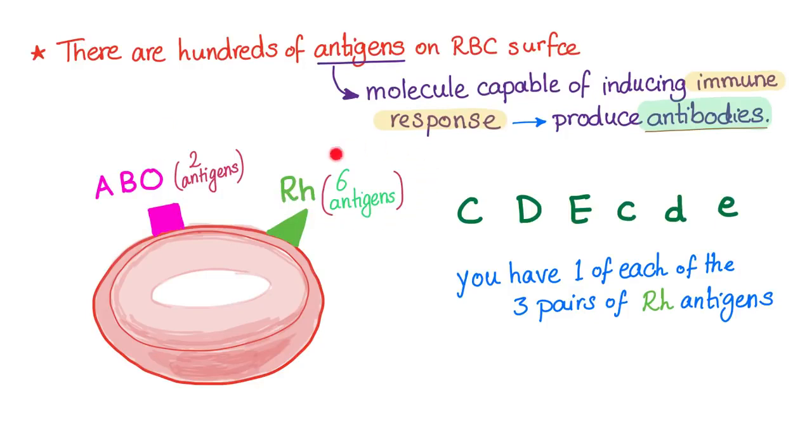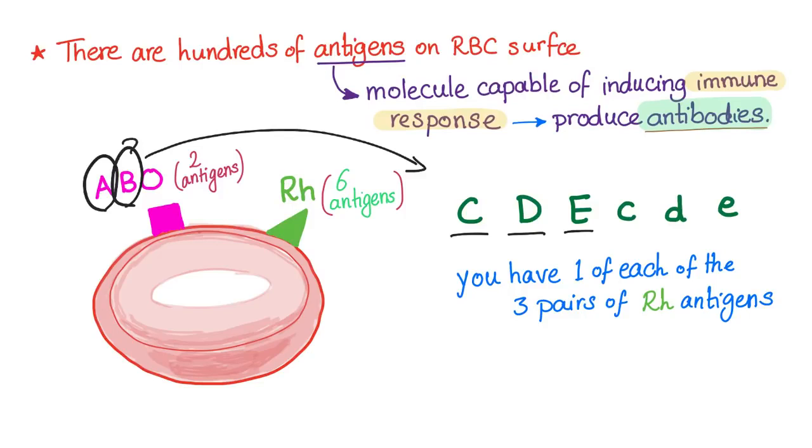Rh system has 6 different antigens. After talking about the ABO system, we had A antigen and B antigen. If we talk about another system, after B we'd have C, D, and E. Kind of makes sense. But in the Rh system, we have C capital and c small. Same with D and E. You have uppercase D, lowercase d, large E, small e.